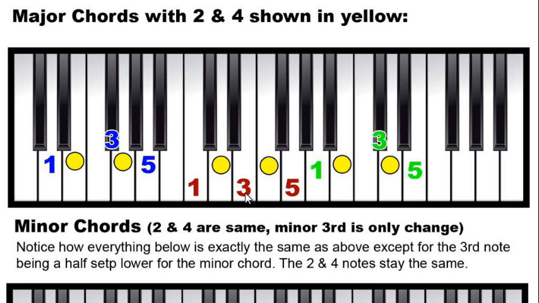So what you can do is, instead of always playing 1, 3, 5, instead of playing the 3, use your second finger to play the 2 note, and then back to the 3, and then you can play the 4th note instead of the 3rd note with your 4th finger, and then back to the 3.